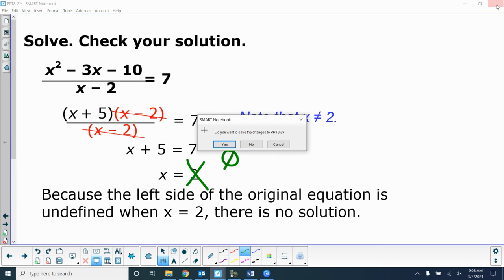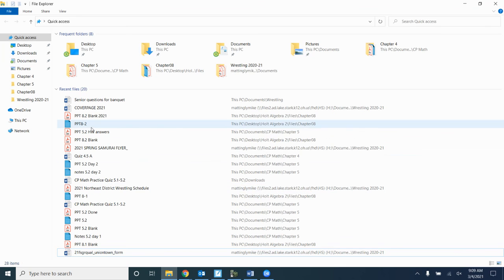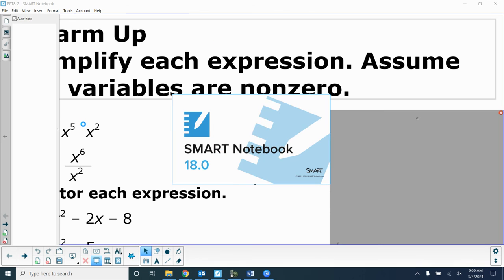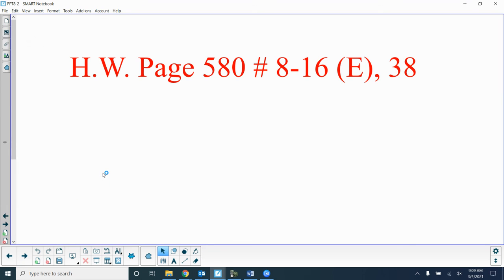All right. So your homework is page 580 again. 8 to 16 even. And number 38. I'll get it back up here in a second. 8 to 16 even and number 38, page 580. There you go.